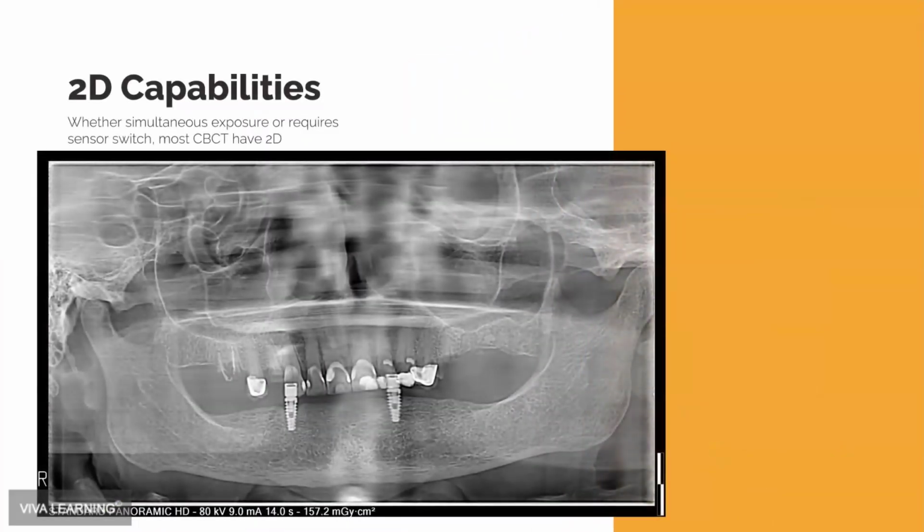Make sure all machines have 2D capabilities. I think that's true pretty much across the board these days. Used to be you could get a machine that was just 3D or just 2D, but now most CTs that I'm aware of have 2D capabilities as well. Sometimes they'll take it simultaneously with the CT. Sometimes they'll have to flip the sensor inside the machine. It's actually 2 rotations around the patient.